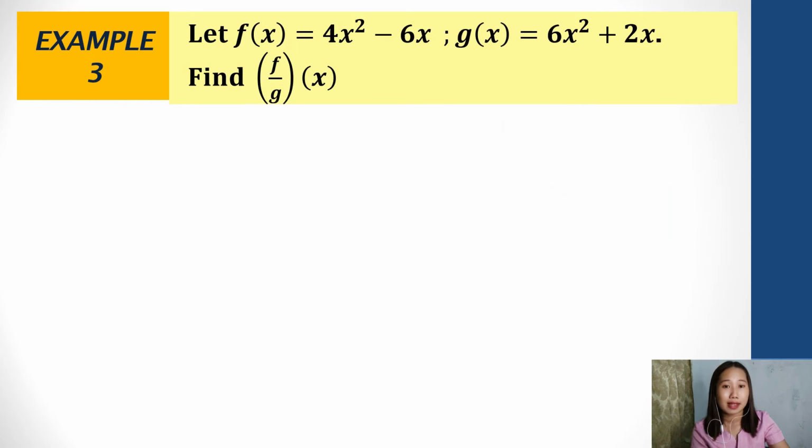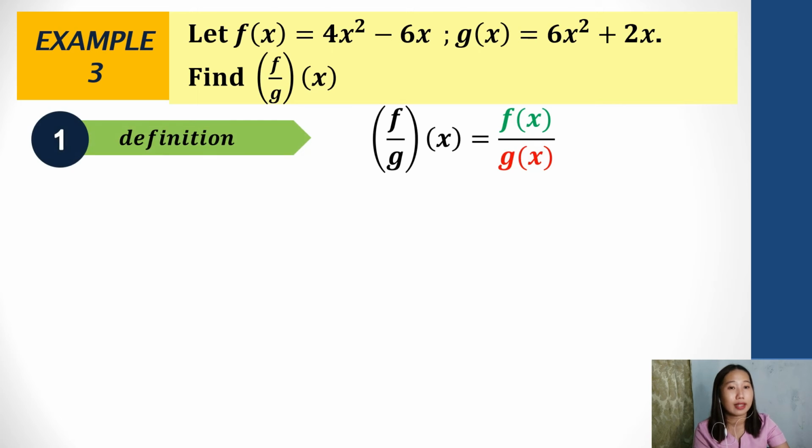Next, we have the third example. Let f of x equals 4x squared minus 6x, g of x equals 6x squared plus 2x. Find f over g of x. First step natin, write the definition. f over g of x equals f of x over g of x.